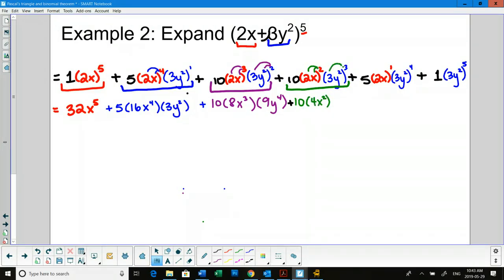And then 3 cubed and y squared cubed. So 3 cubed, correct me if I'm wrong, 27. And then y squared cubed. What's y squared cubed? Y to the 6, yes, because we multiply together when we have an exponent of an exponent.